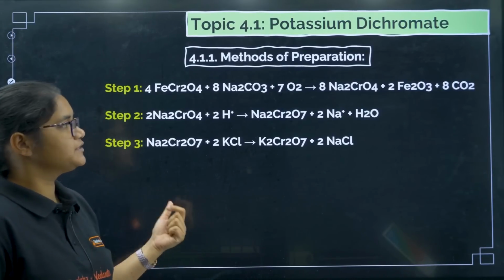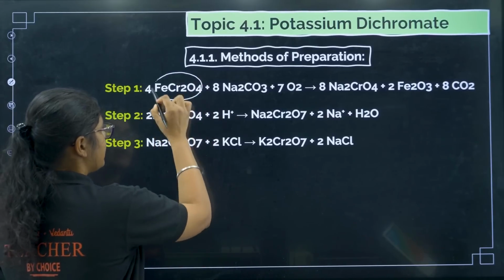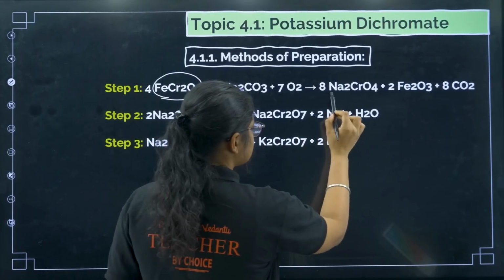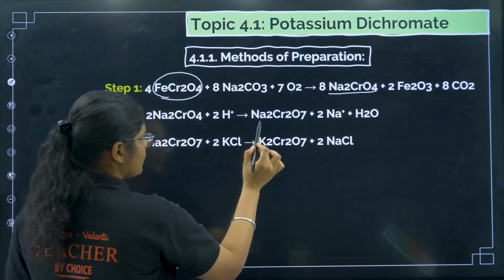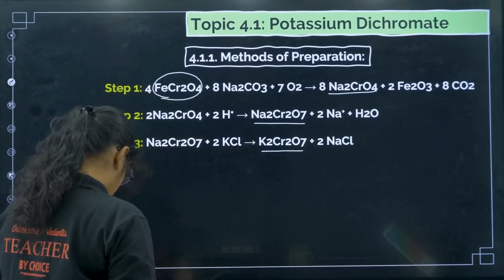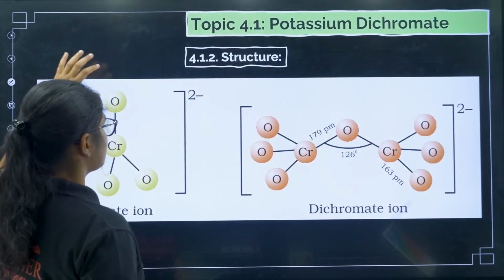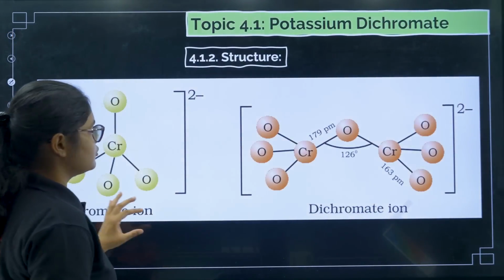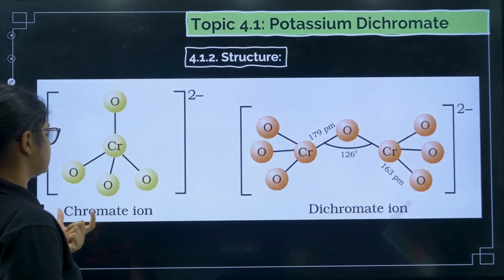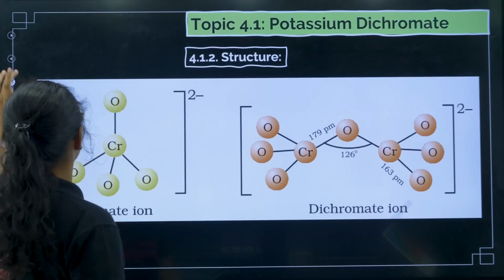So the methods of preparation of potassium dichromate: you have to take iron chromite. This is converted to sodium chromate, sodium chromate is converted to sodium dichromate, and sodium dichromate is converted to potassium dichromate. That is the method of preparation. Talking about the structure, they both have a tetrahedral structure. So this is CrO4 2- and this is Cr2O7 2-.